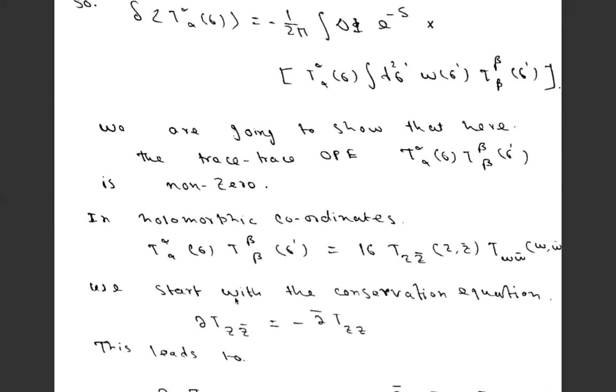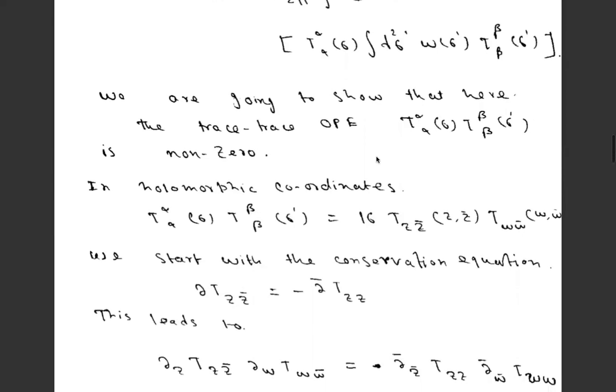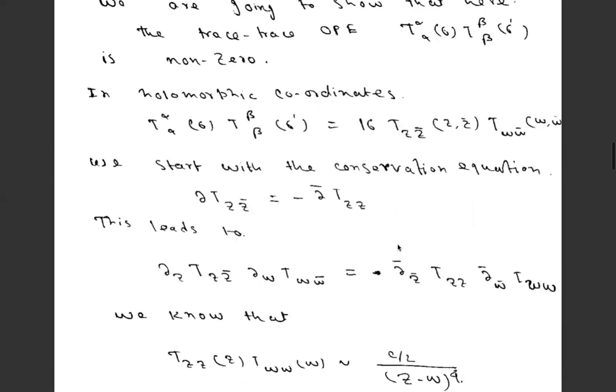Yeah, so now we are going to show that this T alpha sigma, T beta sigma prime is not actually equal to 0 when we are in quantum theories. So we can always switch to holomorphic coordinates. If we do that, there would be an extra factor of 16, which comes from the coordinate transformations. So there you have this T z z bar and T omega omega bar. You have seen that these are the traces in holomorphic coordinates, right?